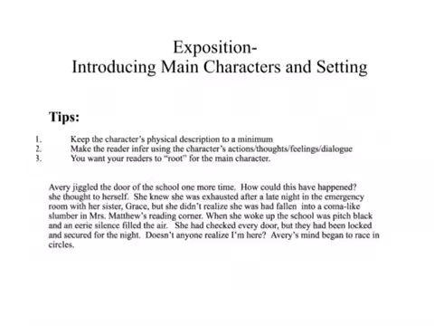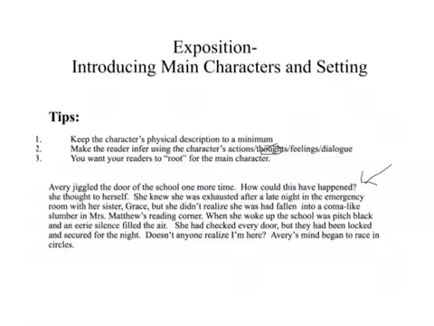So right away, after sentence number 2, where she says, how could this have happened? Right there we have a thought, the character's thought. And right there, that's where we're able to infer a little bit about the character. So I can infer that Avery is probably feeling really worried. She's stressed. Down here it says she knew she was exhausted after a late night in the emergency room with her sister Grace, but she didn't realize she had fallen into a coma-like slumber in Miss Matthews' reading corner.